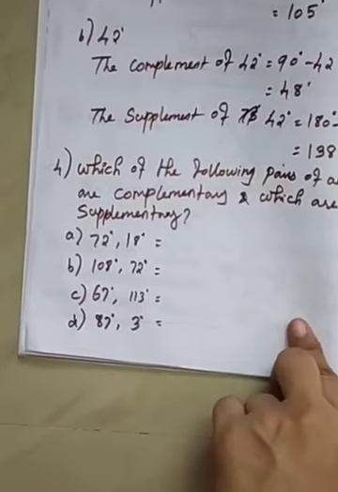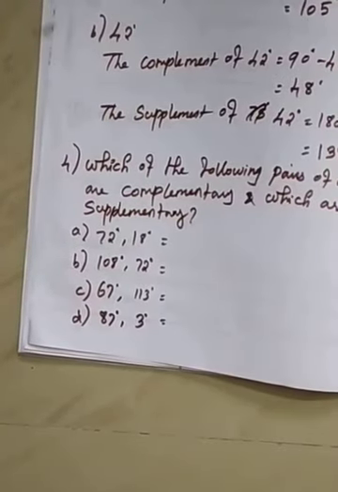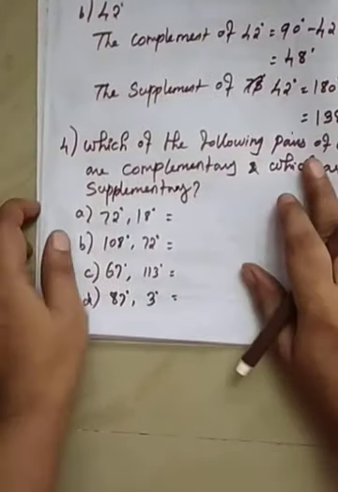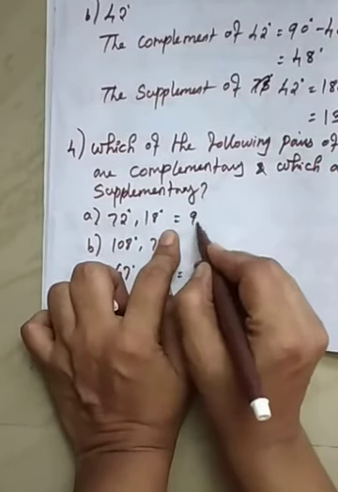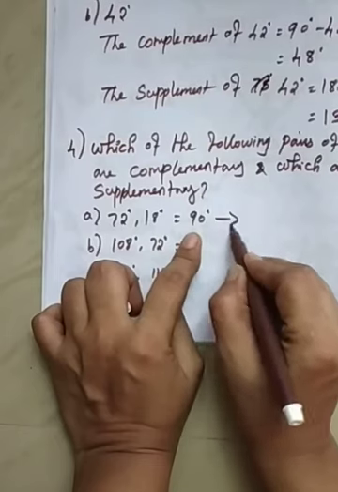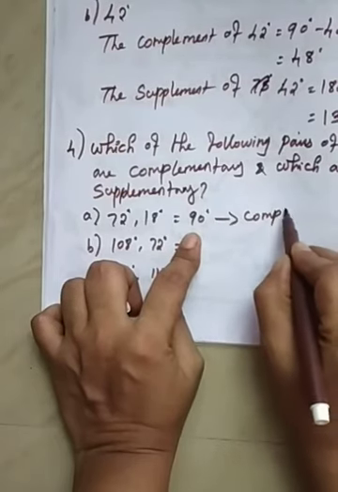What is the meaning of complementary? The sum of the measures of two angles is 90 degree means that is complementary. The sum of the measures of two angles is 180 degree means that is supplementary. So complementary means the sum of angles is 90 degree. Supplementary means the sum of angles is 180 degree, right? So see this problem, 72 degree plus 18 degree. What will you get? 90 degree. So 90 degree means we can say this is a complementary angle.